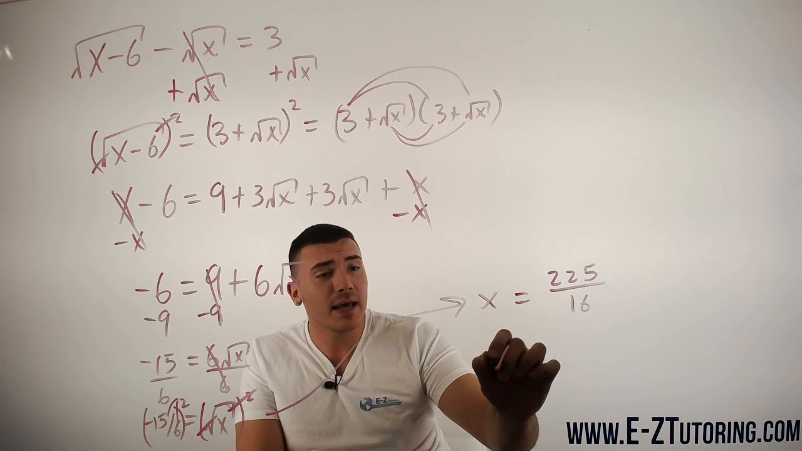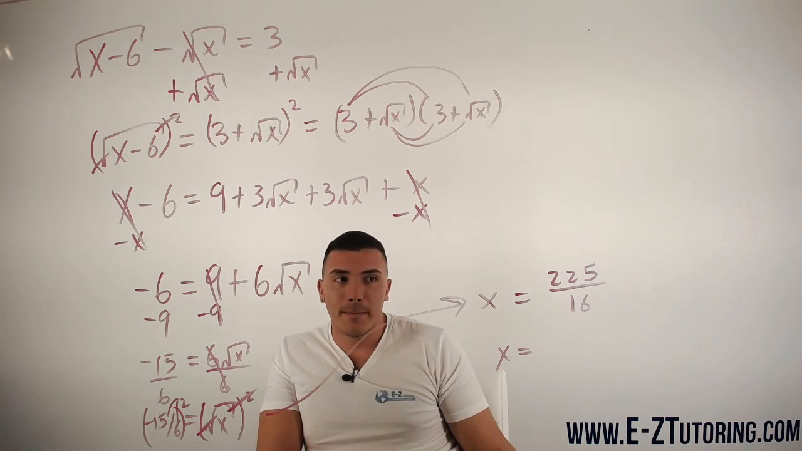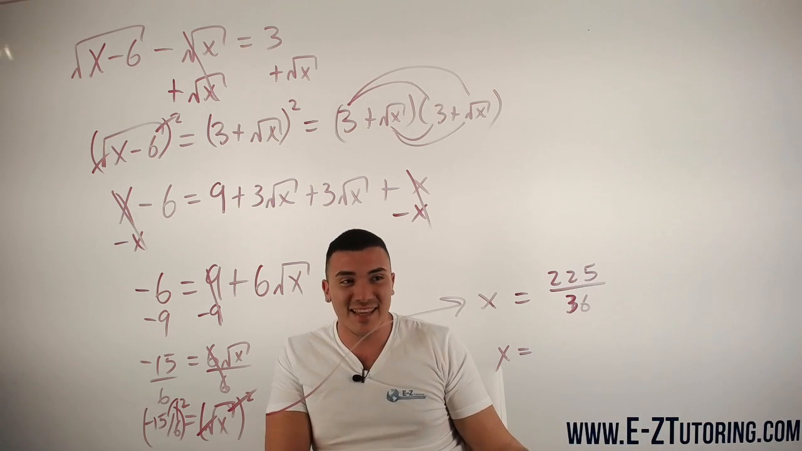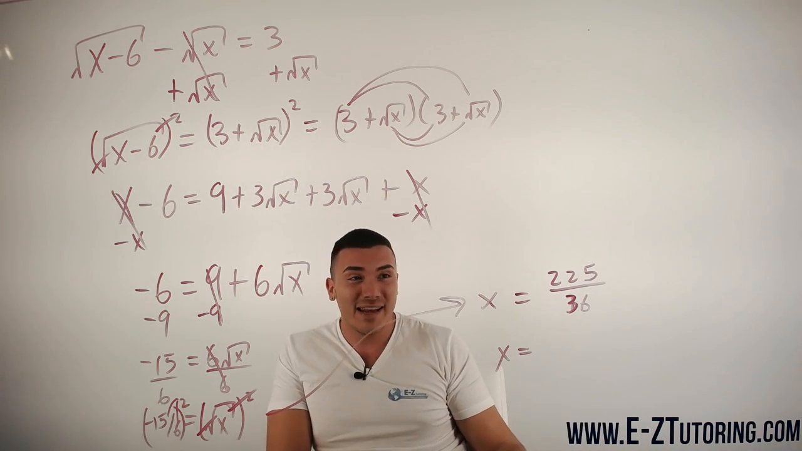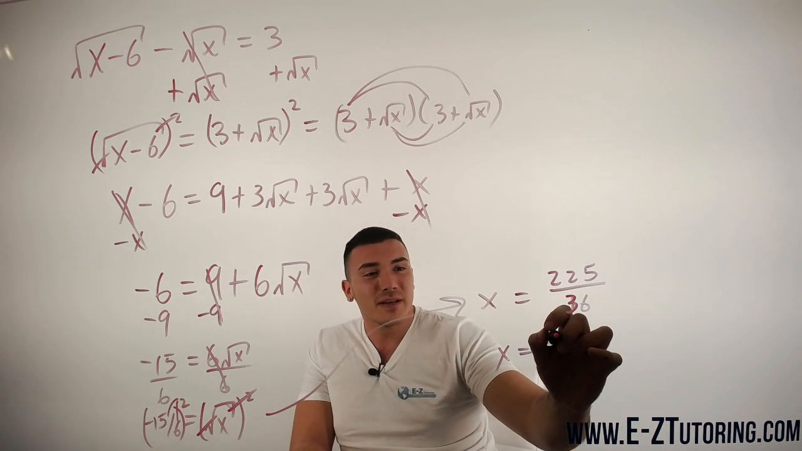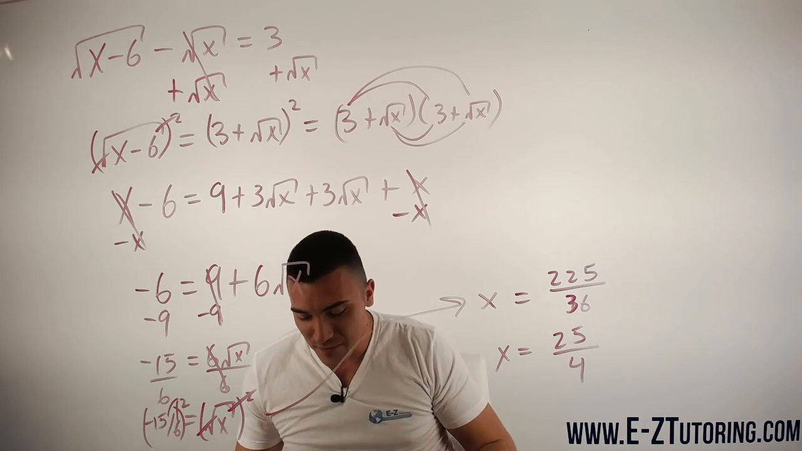Both the top and bottom are divisible by... What are these divisible by? Oh, I'm sorry. I meant to put 36, not 16. So they're both divisible by 9, which will give us 25 over 4. So x is equal to 25 over 4.